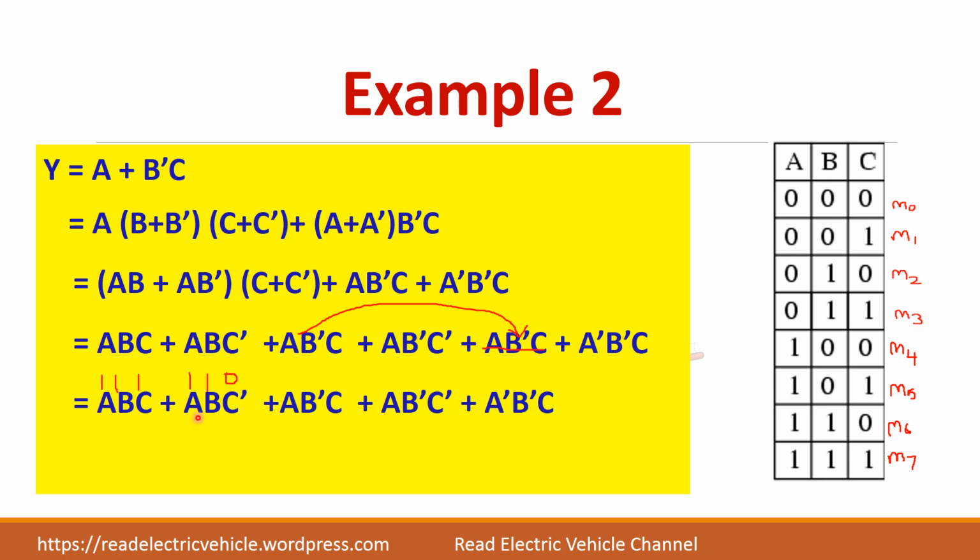This is A, B and C dash, so 1, 1, 0. Here 1, 0, 1, and this is 1, 0, 0, and 0, 0, 1. So write it in ascending order. So this is 1, 4, 5, 6 and 7. So y is equal to sigma m of 1, 4, 5, 6, 7 is the answer.